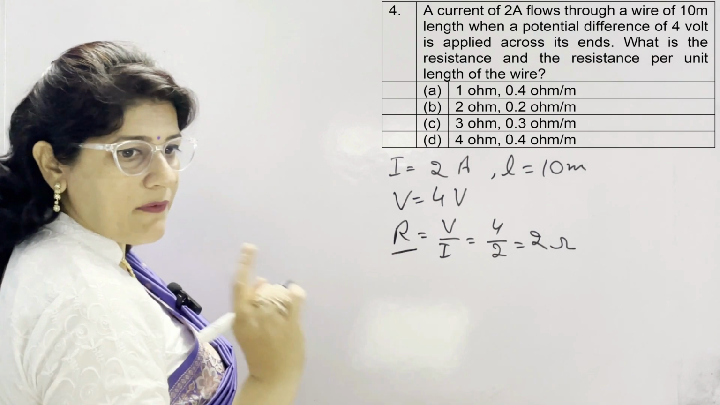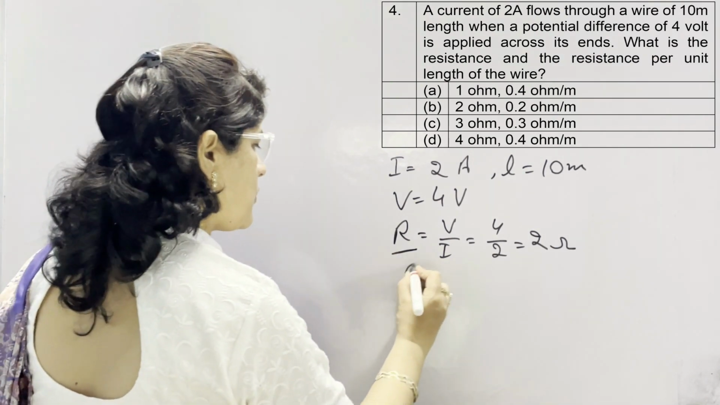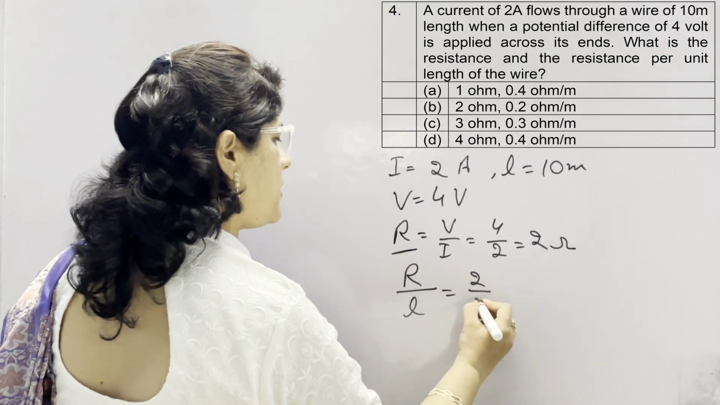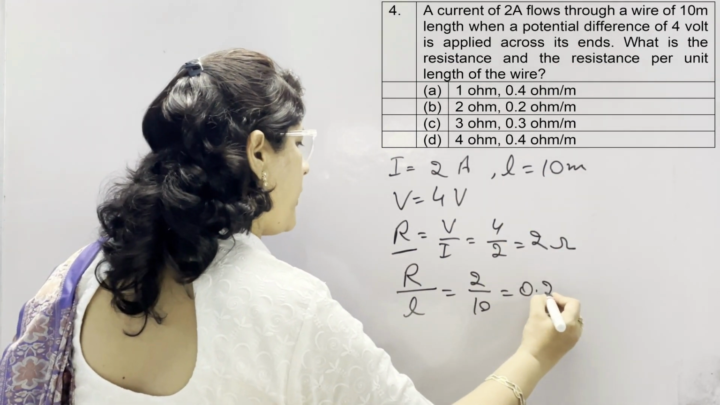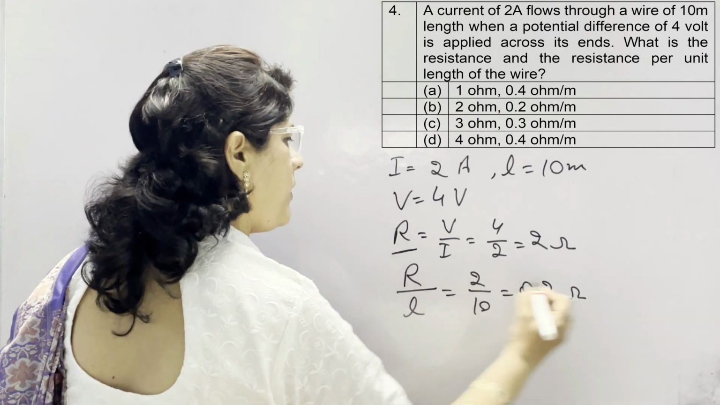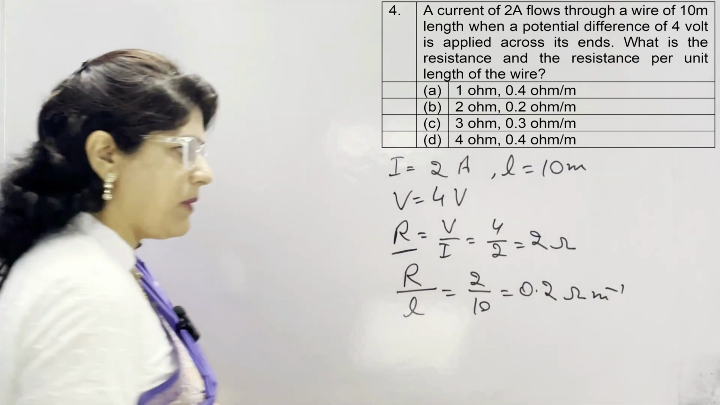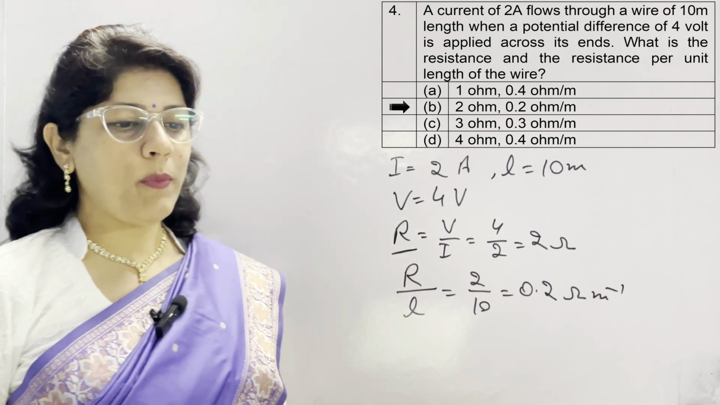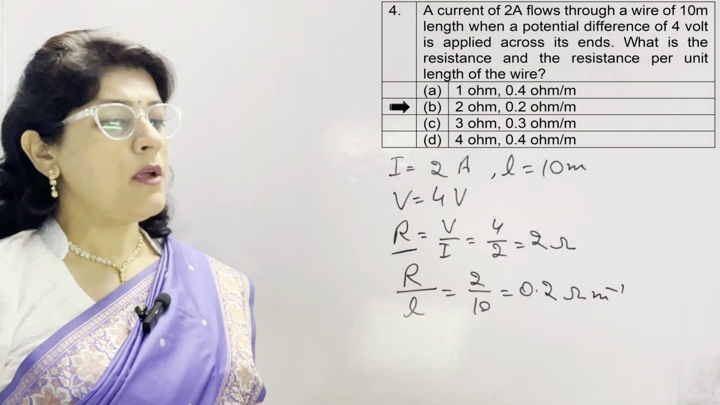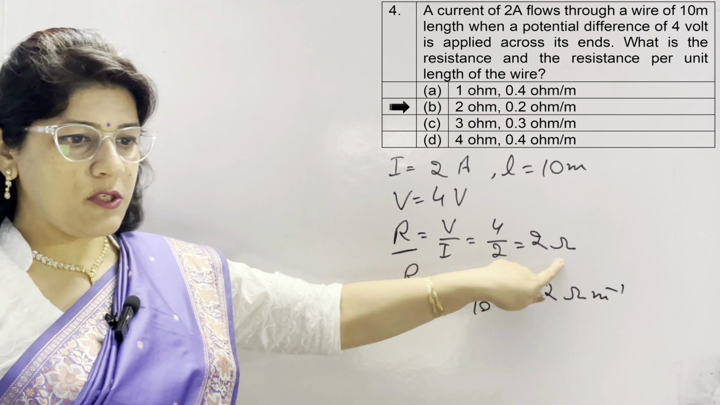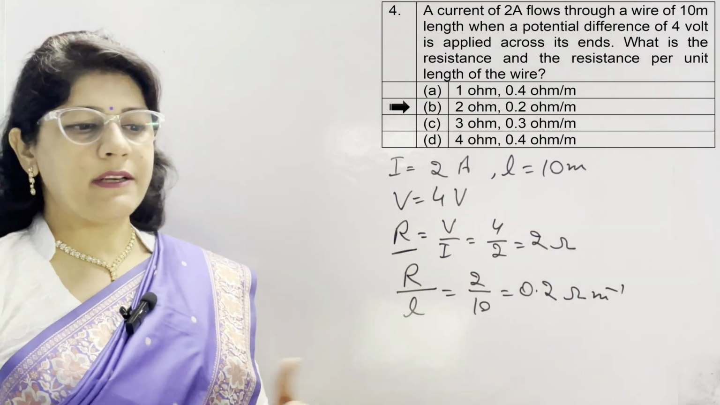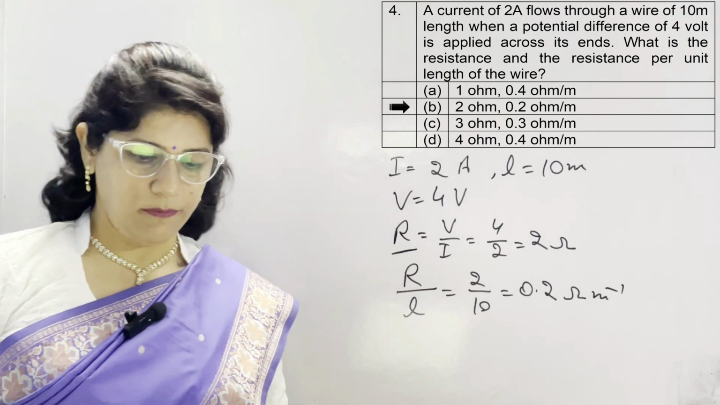Now in the second part they have asked resistance per unit length. So resistance per unit length is resistance divided by length. So 2 divided by length, which is 10. It means 0.2. The unit of resistance is ohm, length is meter. So ohm per meter, 0.2 ohm per meter. The given options are A: 1 ohm and 0.4 ohm per meter. B is 2 ohm and 0.2 ohm per meter, which is our correct option, and C and D are incorrect options here.